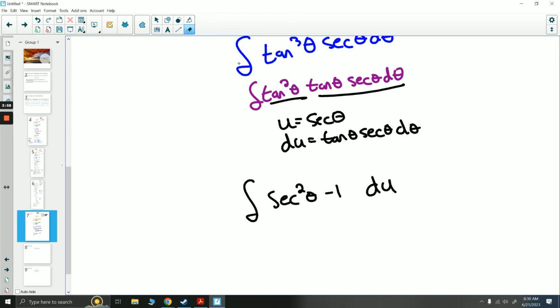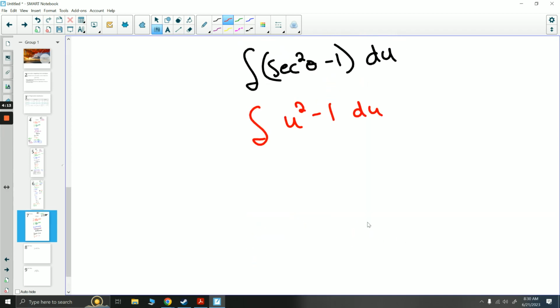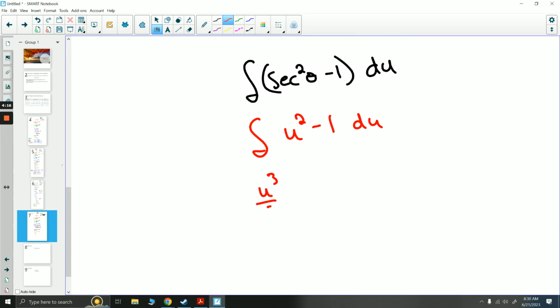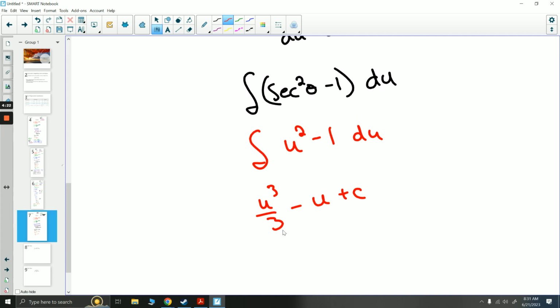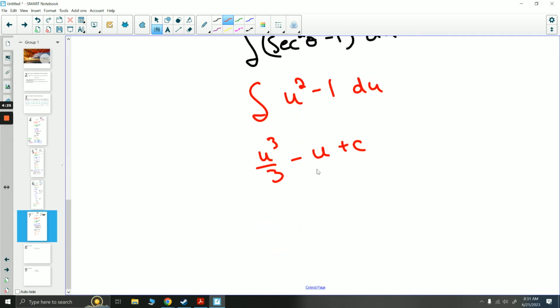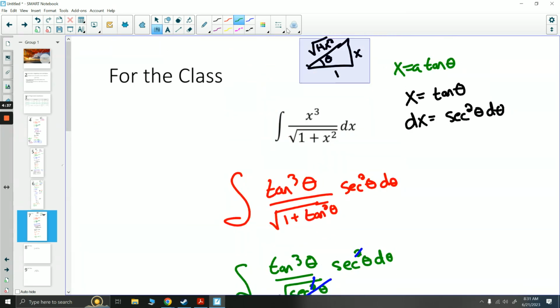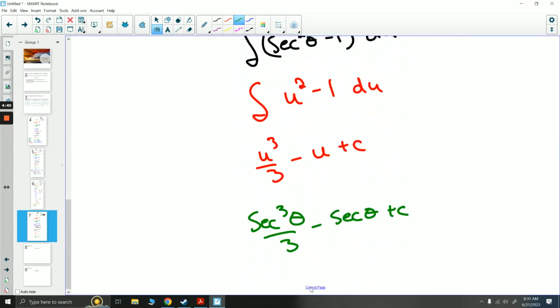And I should have not done theta in a sec. Well, it is theta, but we'll now replace it with u's. So secant theta is u. So that's u squared minus 1 du. So the integral of u squared minus 1 is going to be u cubed over 3 minus u plus c. All right, now we need to start replacing our u's with secant. So u is secant theta. So we have secant cubed theta over 3 minus secant theta plus c. But again, we don't care about thetas either. We care about x's. So we're going to go ahead and use our little triangle here.